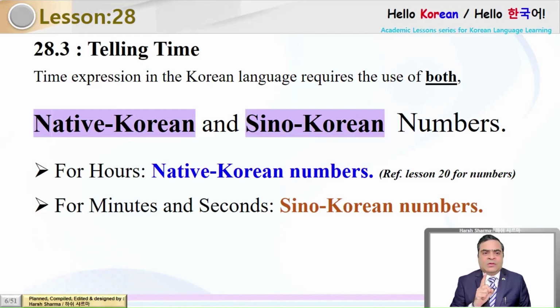First condition is, for telling time in Korean, we must know native Korean numbers and Sino-Korean numbers. This is the precondition, 여러분. Before knowing these two types of numbers, we cannot tell time in Korean. And for this, you can refer to lesson 20. So for hours, we have to use native Korean numbers, and for minutes and seconds, we have to use Sino-Korean numbers. Clear, 여러분?